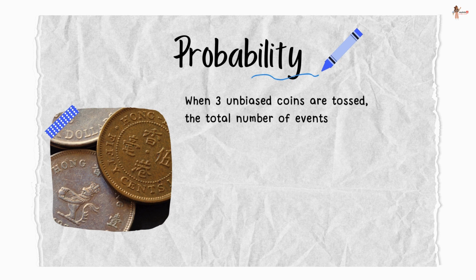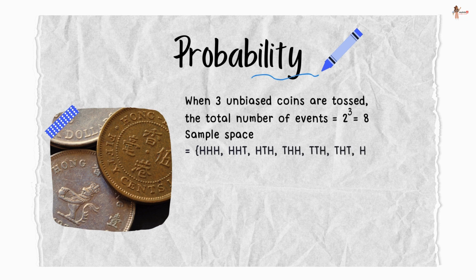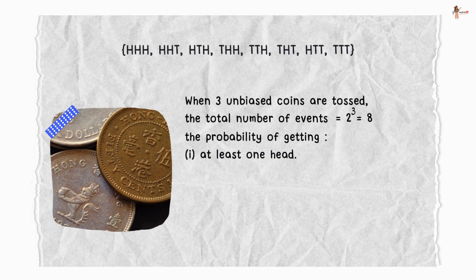Now, when 3 unbiased coins are tossed, the total number of events would be 2 raised to the power 3, that is 8. So let's make the sample space. That would be your sample space.